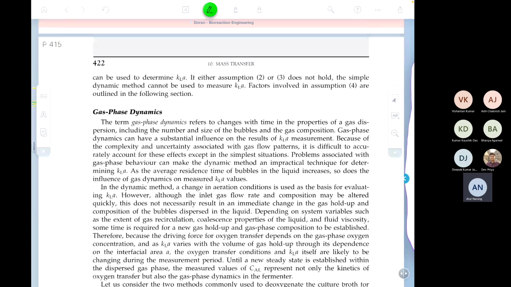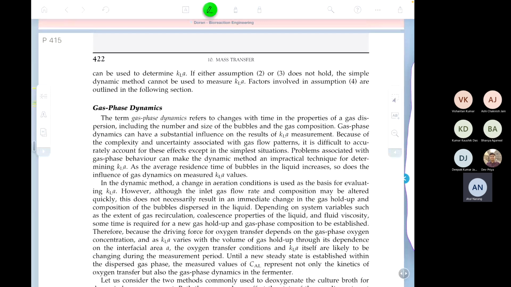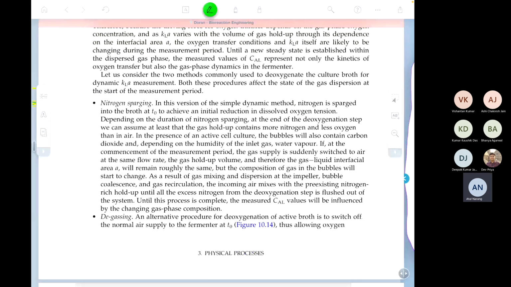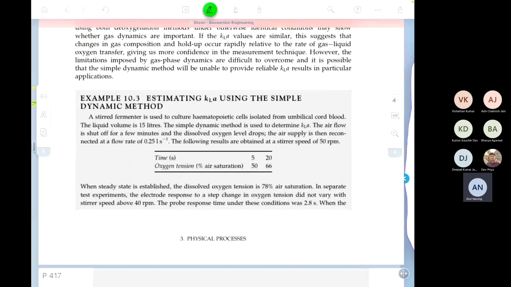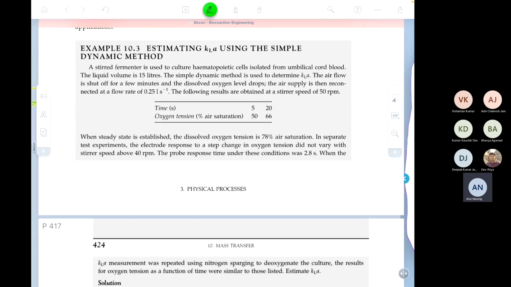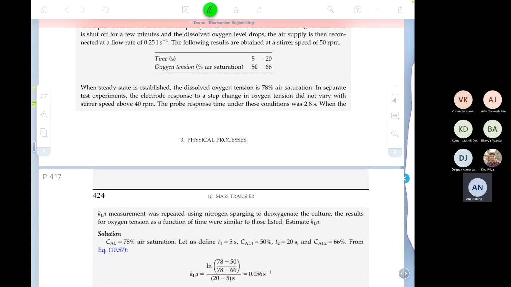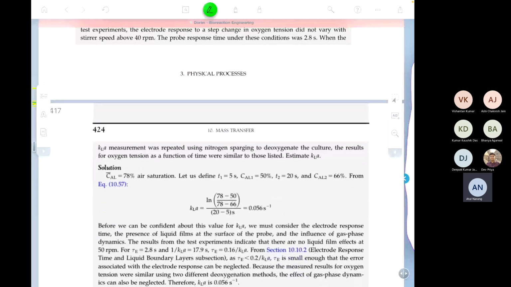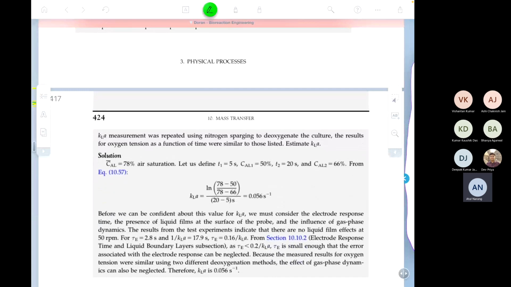And the second part is the gas phase dynamics, where the models assume that things change instantly, whereas actually it doesn't, right? So this is discussed in this section over here. And finally, example 10.3 is basically just a simple example of this dynamic method. It's giving you two time points and asking you to calculate the value of KLA from these two time points. So, if you want, I can go through it, but this is a simple application of that formula, right?